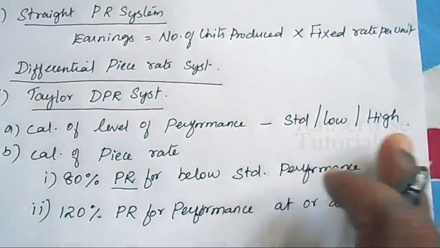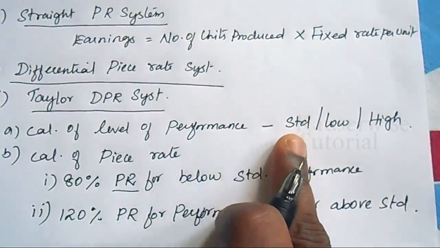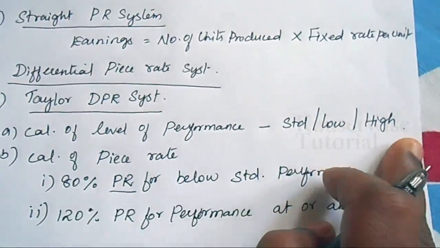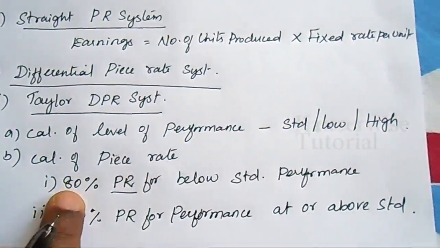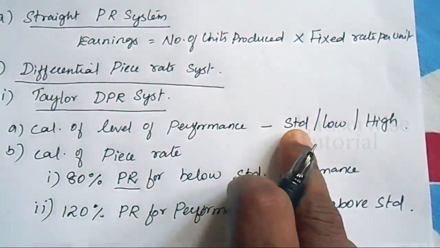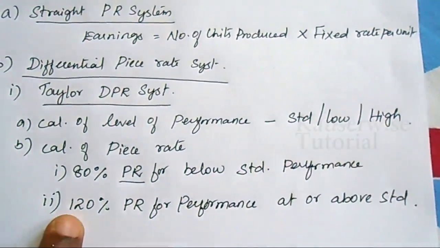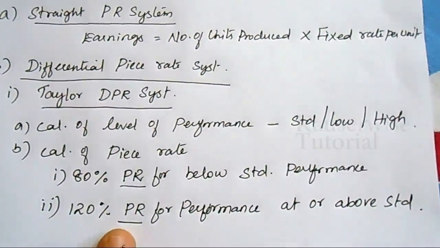So there are three cases: low, standard, and high. For low, 80% piece rate. For standard and high, 120% piece rate is applicable.